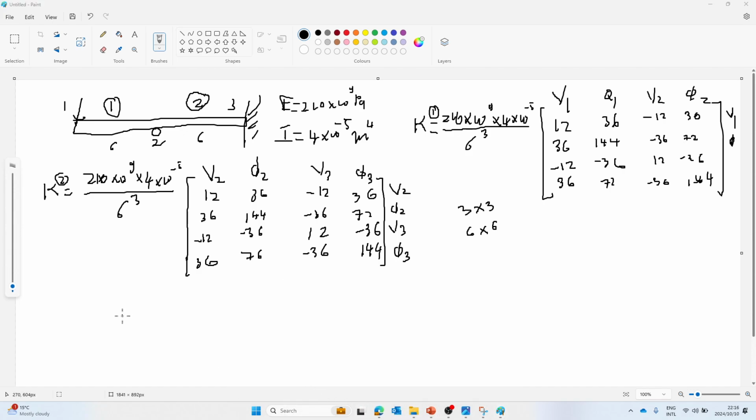Now, for the global stiffness matrix K, normally it is this plus this, but these things are equal, so you can keep it as a common factor. That's how we do it. If you type this on your calculator, what is the answer, guys?